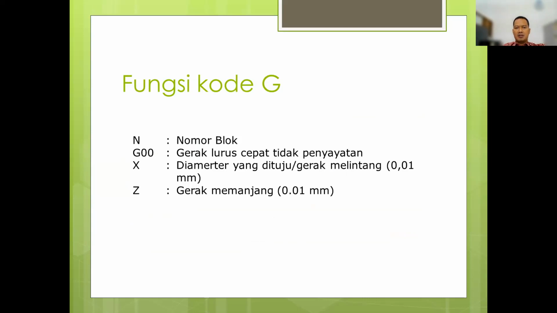And then the first is the code of G. We can write it in the following format: N, G00, X, and Z. N is the number of the block, and G00 is a movement without any feeding. So G00 means this is the rapid movement without any feeding. X is a diameter, and Z is the coordinate of linear movement.